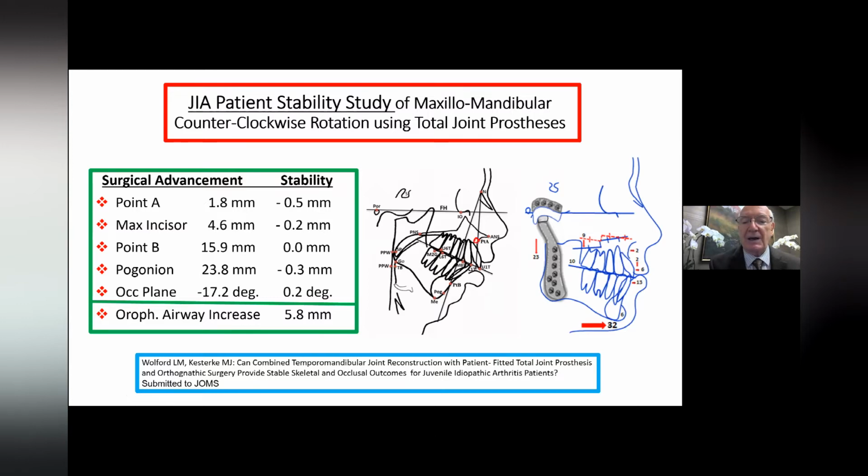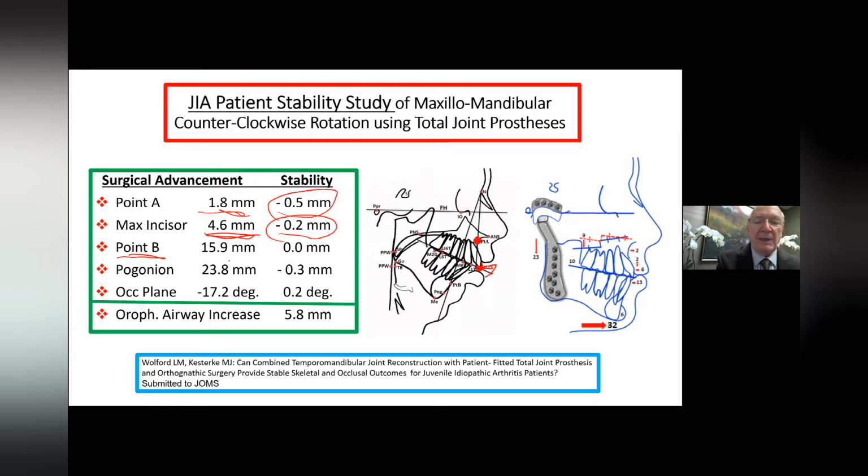Point A is this point right here on the maxilla. It was advanced about almost 2 millimeters and had about a 0.5 millimeter post-surgical change, which mainly is just remodeling of that part of the bone. The upper incisor came forward about 4.5 millimeters. So that's this point right here was advanced forward about 4.5 millimeters with just a very minimal post-surgical change of about 0.2 millimeters. Now, the big indicators for stability are the next ones here.